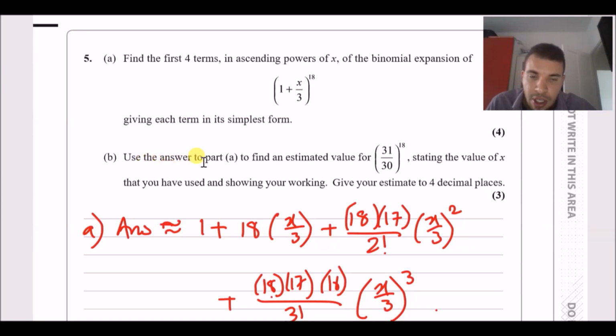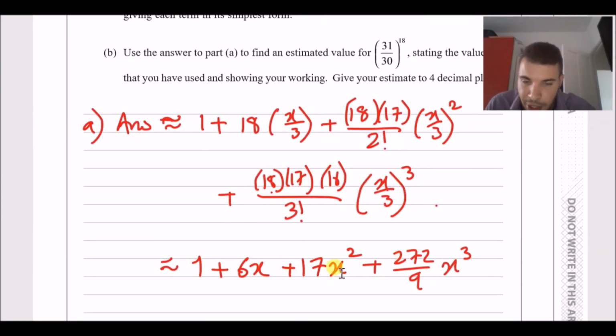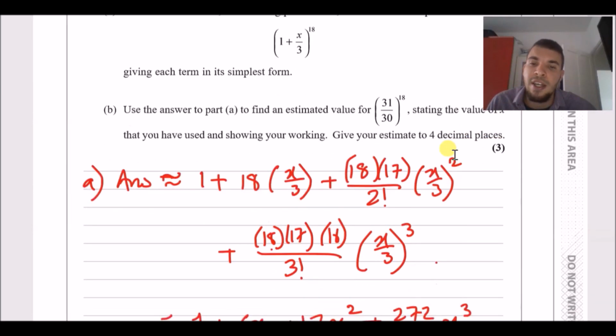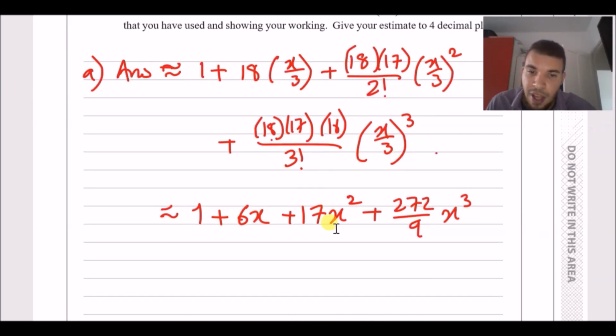So using the answer to part A, so our estimate equation right here, find an estimate value for 31 over 30 to the power 18, stating the value of x that you have used and showing your working, giving your estimate to 4 decimal places. Alright, it's a little tongue twister. So looking at both of these expressions, if we can match the fractional term 1 plus x over 3 with 31 over 30 to find the value of x, we can use that x to plug into this equation and get an answer.